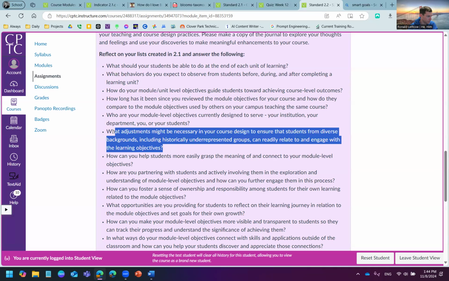So here's this next question. If you run through our college-wide learning outcomes, you'll see a lot of focus here on students from diverse backgrounds, historically underrepresented groups. What kind of adjustments might be necessary in your course design to make sure that this group of people can readily relate to and engage with these objectives?